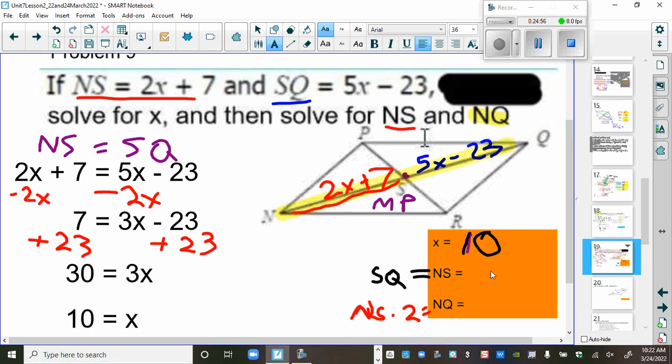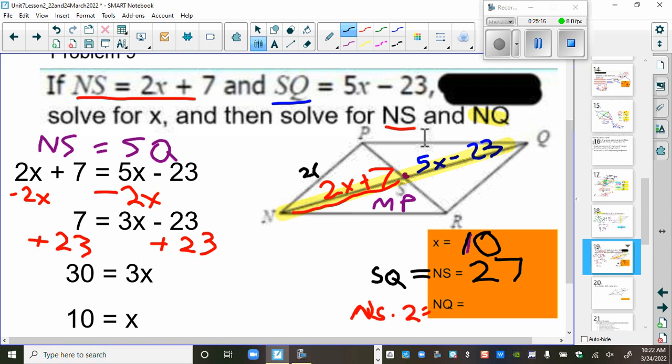Did anybody get a value for NS or SQ for that matter? 27. Remember, it's 2 times 10 plus 7. And then to get the overall distance, what's the quickest way? What can we do to the 27? Times it by 2. And then what do you get? 54.